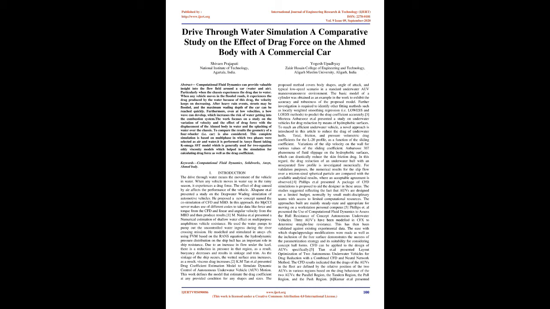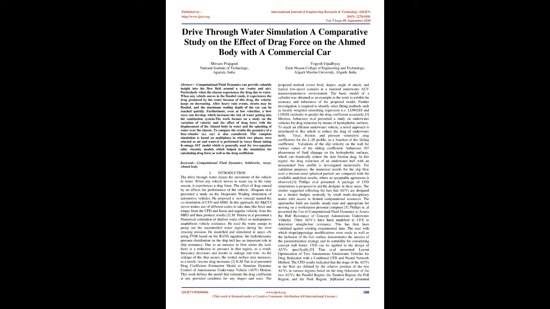Introduction: drive-through water means the movement of a vehicle in water. When any vehicle moves in water, say in the rainy season, it experiences a drag force. The effect of drag caused by air affects the performance of the vehicle. A comparative study was presented on deep water wading simulation of automotive vehicles. He proposed a new concept named co-simulation of CFD and MBD. In this approach, the MpCCI server makes use of different codes to take data like force and torque from the CFD and linear and angular velocity from the MBD and then produce results.